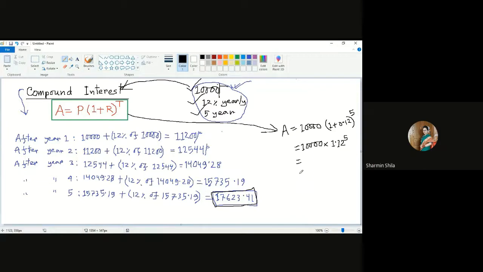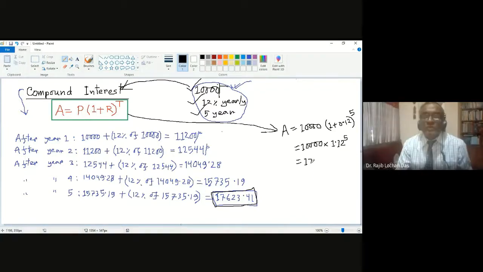Yes, sir. So you should find the same answer, 17,623. Maybe there will be slight changes here. It is possible, but it should be almost same. Why the slight changes? Because we did not use the accurate numbers here. We did not use the 100% accurate value. That is why there will be little change, but it will be almost similar.